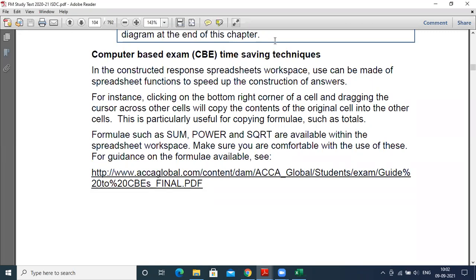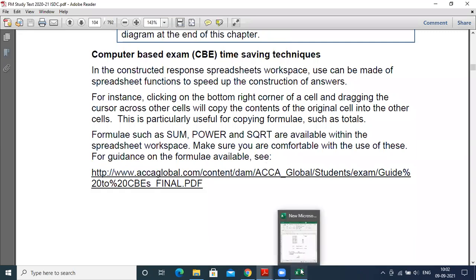Normally, all the functions or functionalities of Excel are not available in your exam spreadsheet. Only limited functions are there. Generally, it includes multiplication, sum, power, square root. These are available.